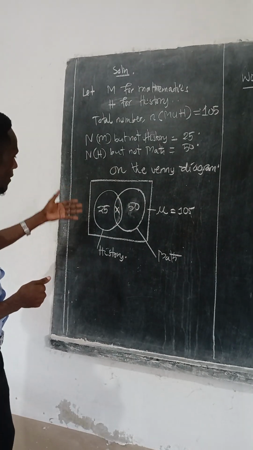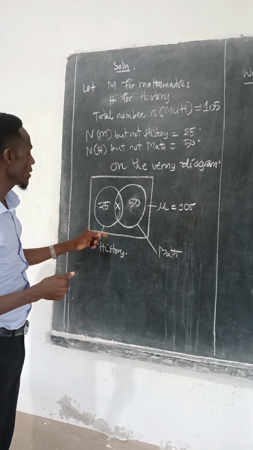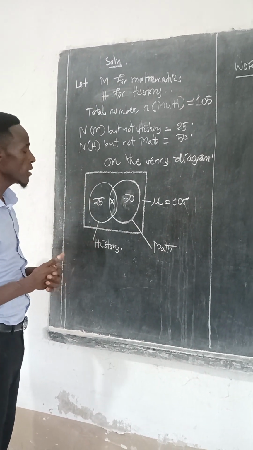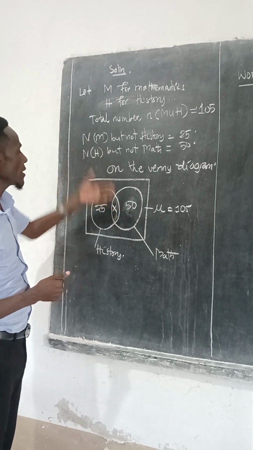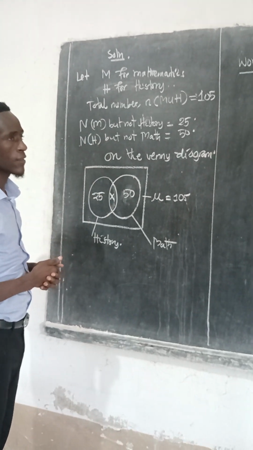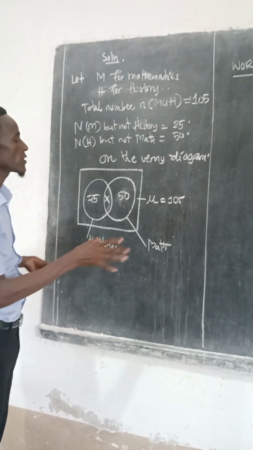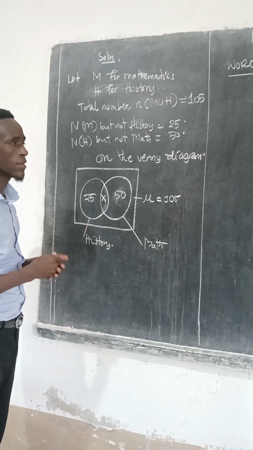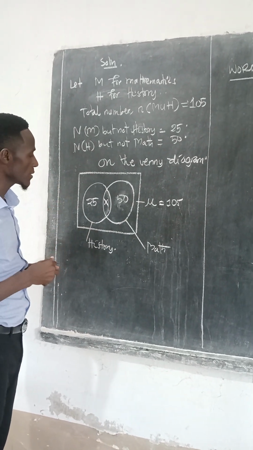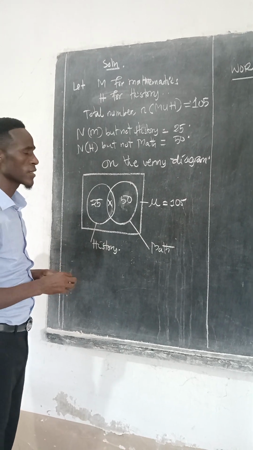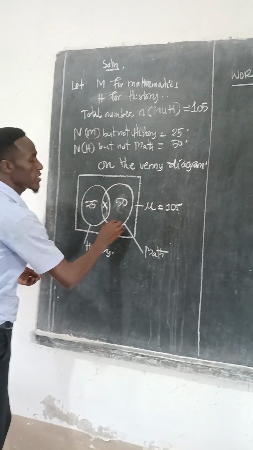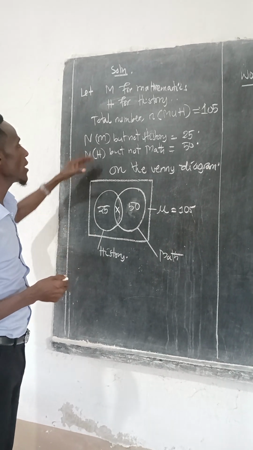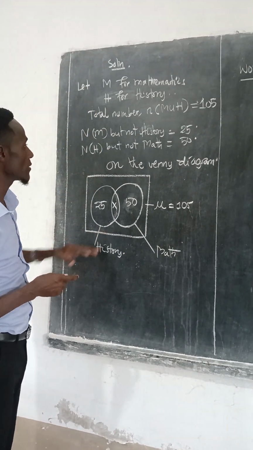The Venn diagram will have two circles: the circle for basic mathematics and the circle for history. These two circles will intersect, because you will find some students who take both subjects, who study basic mathematics and also history. So you just draw these two circles intersecting, and put in the data that you have been given.